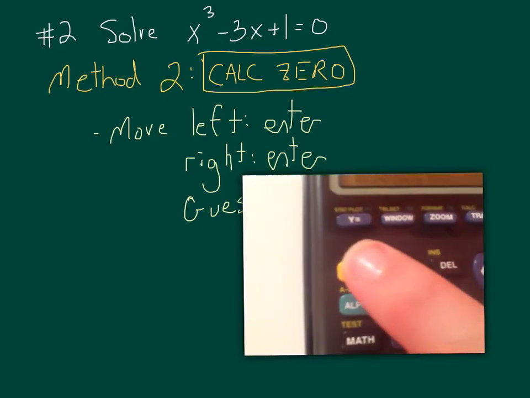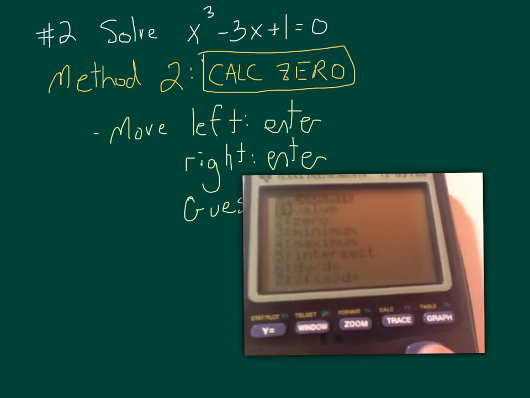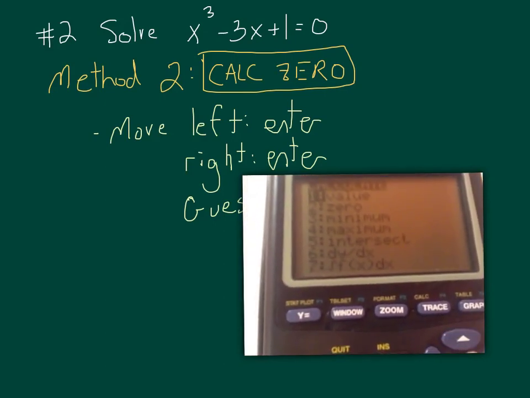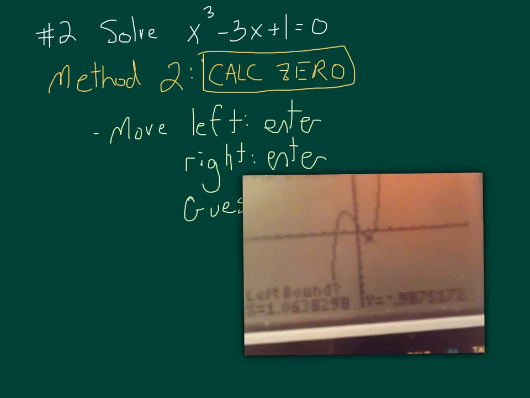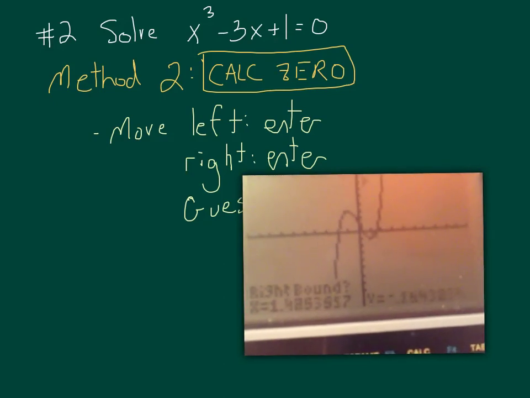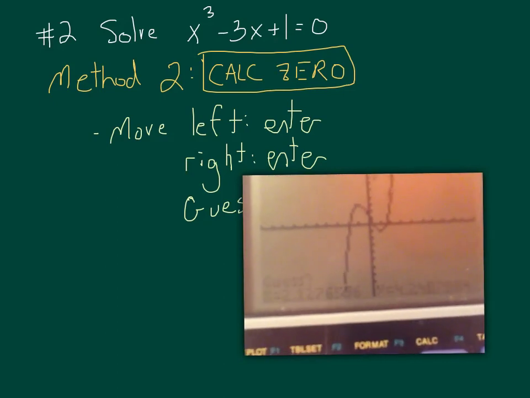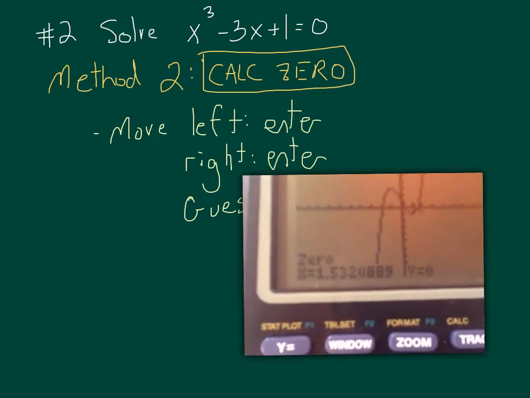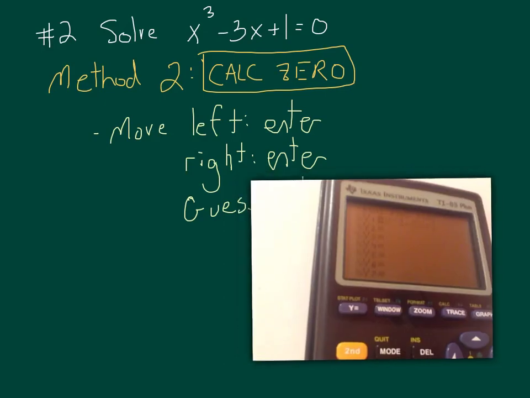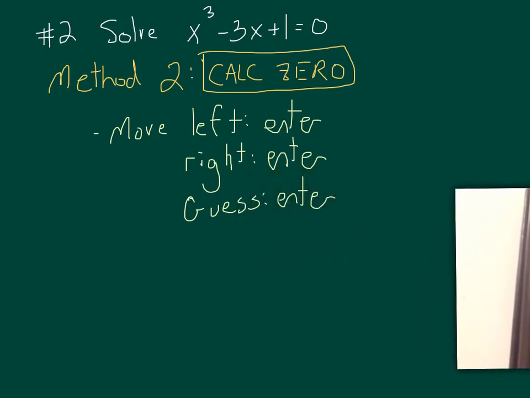And let's do the last one. Hit second, calc, number 2, enter. And then make sure to the left of that 0, so hit enter. And then to the right of it. Hit enter one last time. And boom, that one's at about 1.53. So that's a much more accurate way to calculate zeros.